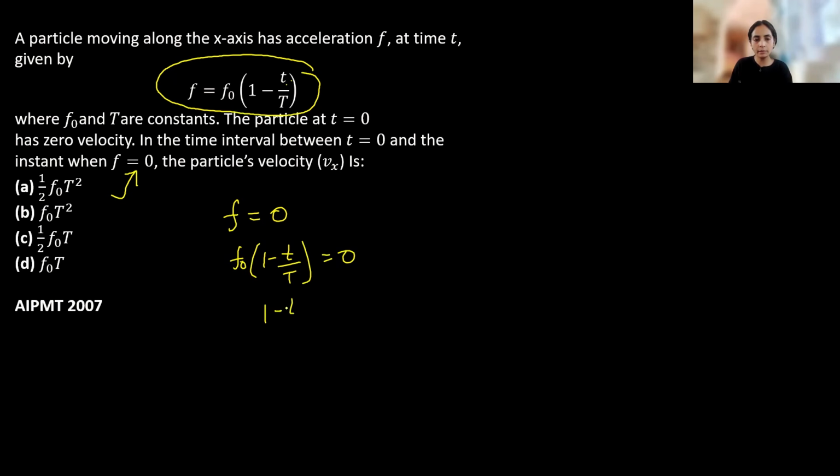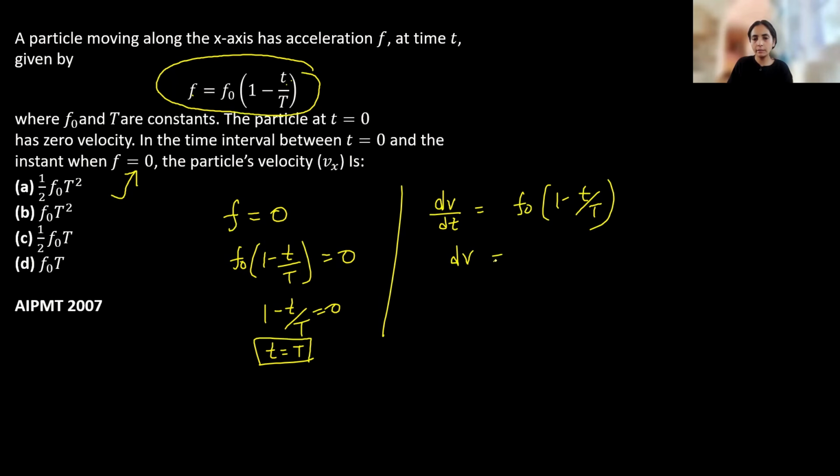So (1 − t/T) = 0, that is t = T. Now let us calculate velocity. Sorry, not friction, this is acceleration. So f can be written as dv/dt, and that is equal to f₀(1 − t/T).